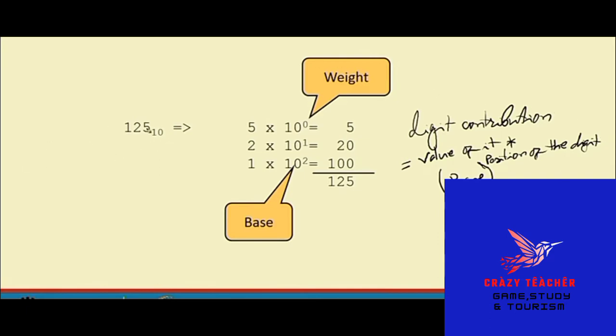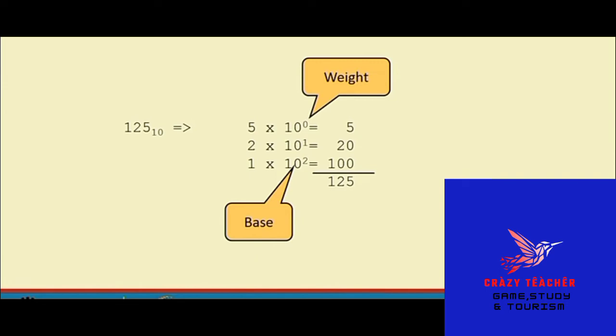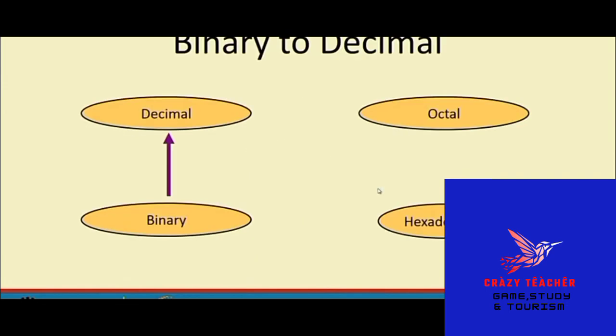So this 5 is at position 0, so its contribution is base to the power 0. This 2 is at position 1, so this is 10 to the power 1, and this 1 is at position 2, so it is 10 to the power 2. So this weight varies with the position. Next we will look into how we do the conversion.